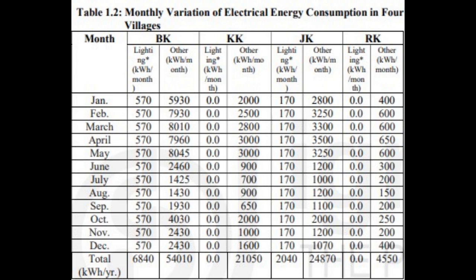The lighting load in 2 villages, viz. KK and RK, is 0, because no connections for lighting were observed during the survey period. In the absence of proper metering, the lighting load has been estimated for the remaining 2 villages, and since the accuracy of the estimates is rather low, the assumption of constancy is justified. Table 1.2. Monthly variation of electrical energy consumption in 4 villages. Look at the screen. Strategy of optimization of power generating systems.